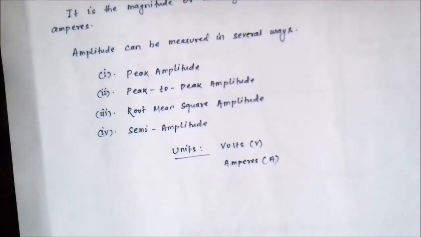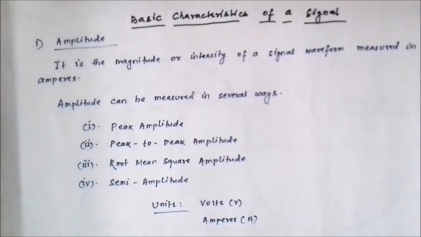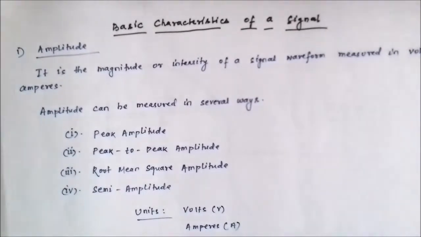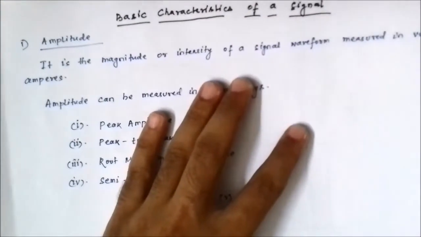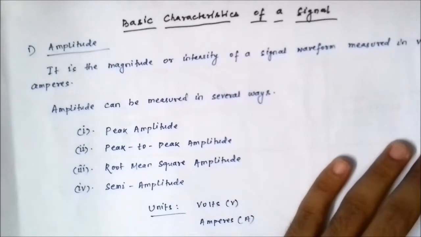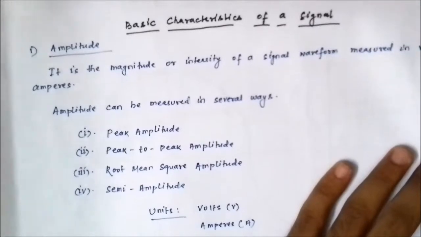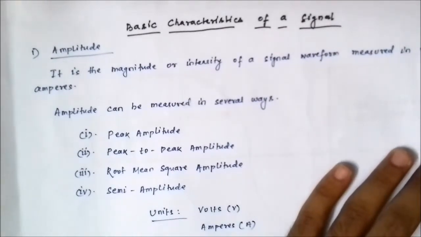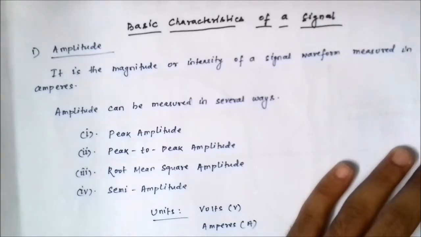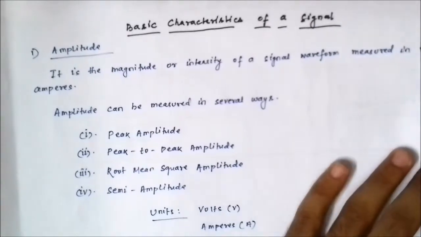Now we are going to discuss some of the basic characteristics which are associated with signals. These characteristics are very important and are generally associated with a signal, and those characteristics are amplitude, frequency and phase. These are the most important characteristics or parameters associated with a signal. Let us discuss them one by one.